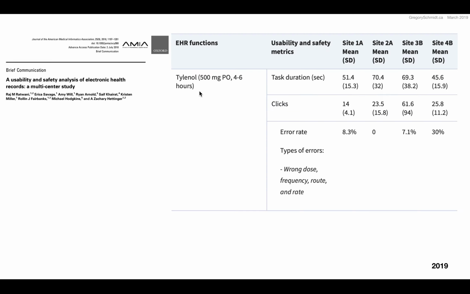They had their participants in the study enter the order Tylenol 500 milligrams PO 4 to 6 hours into the medical record system. They found on average this took about 1 minute to enter these 7 words into the system, as well as needed somewhere between 14 and 62 clicks, and resulted in an error rate between 8 and 30%, with the errors being either the wrong dose, frequency, route, or rate.